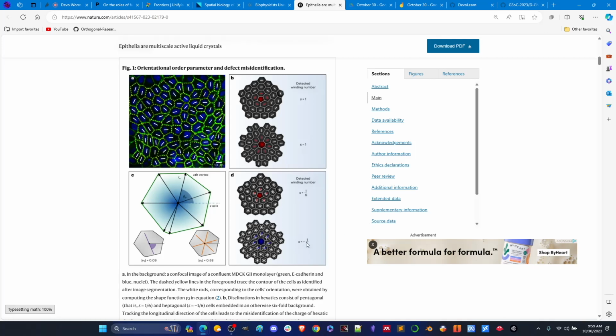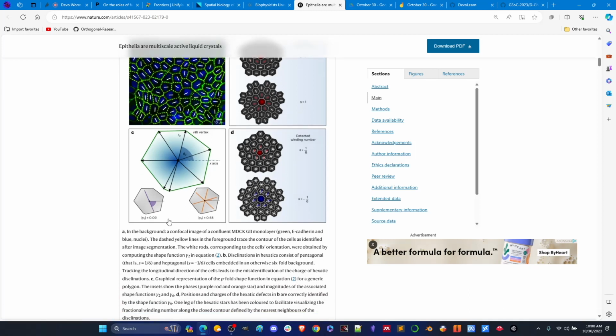So this is where you have hexatic order here. You have these different patterns of cells that are all packed in as hexatic arrays. Then you have what they call the winding number, which is just a description of the order here. And you see the different ways that these can be tiled together.